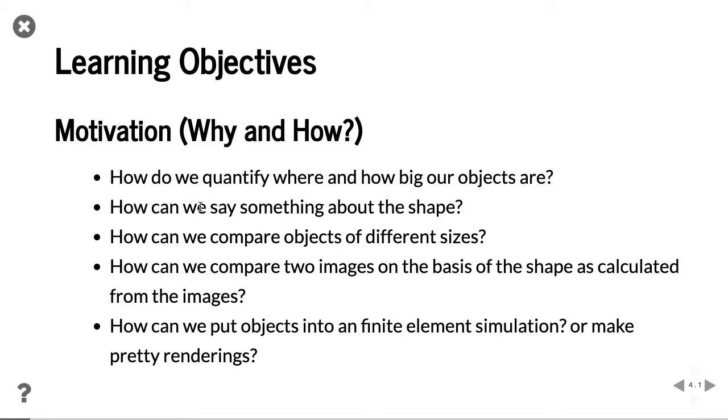Then the next part is how do we say something about the shape of the objects that we actually see? How do we compare objects of different sizes? If you have objects where some are large and some are small, but you want to compare the shape of them, how can you do that? How can you compare two images on the basis of shape as calculated from the images? How can you say there are two different images, one before and one after, and how has this shape changed?